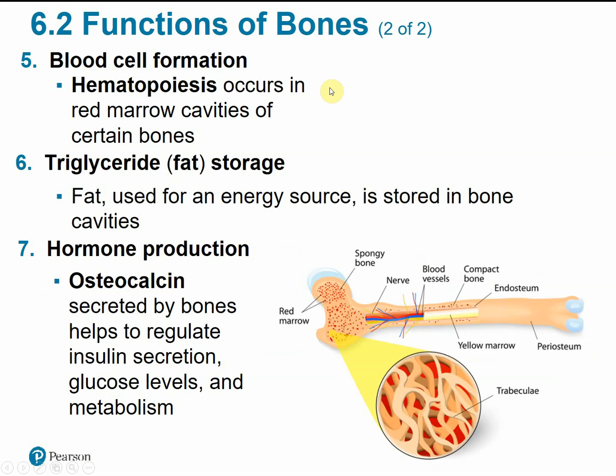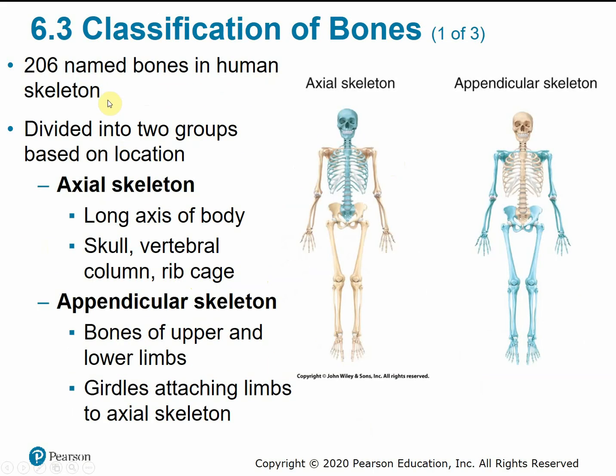Blood cell formation is another function of bone. The process of blood cell formation is called hematopoiesis. This occurs in the red bone marrow cavities of certain bones. Another function is fat storage, or triglyceride storage. We use fat for energy, and we can store excess fat nutrient reserves in the yellow marrow, in the hollow core of the long bones. And finally, hormone production. Some bones can produce a hormone, osteocalcin, to help regulate insulin and glucose levels as well as metabolism.